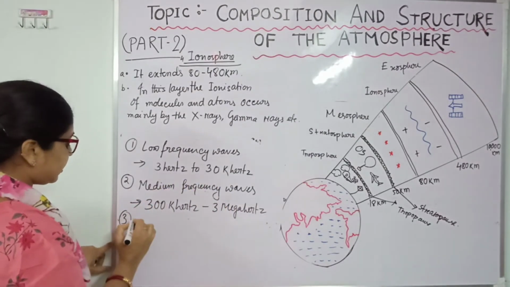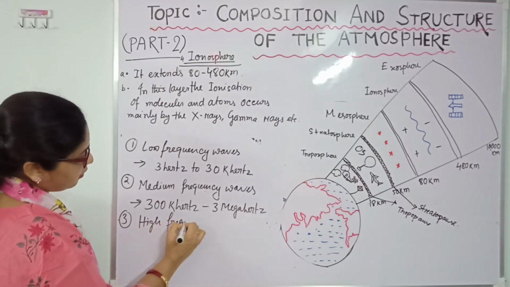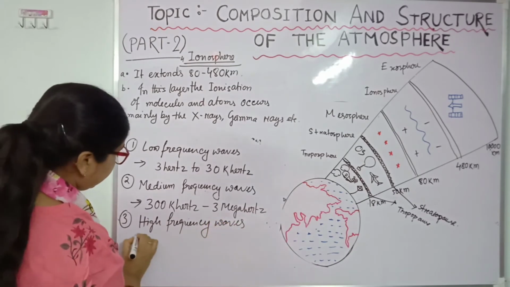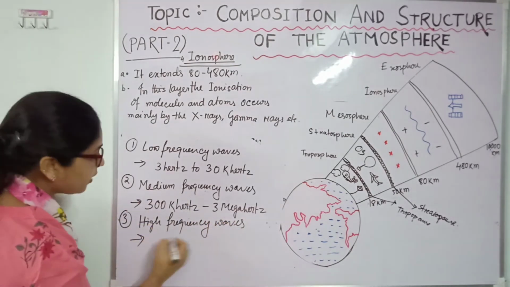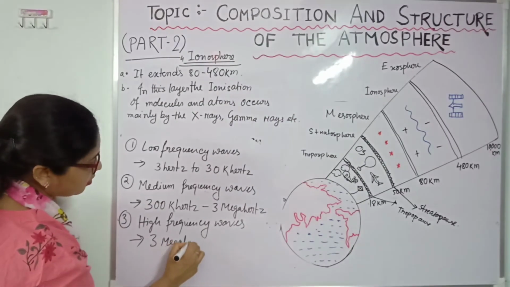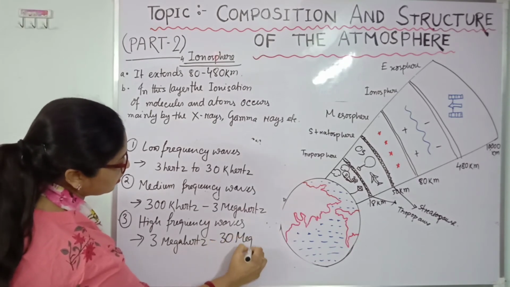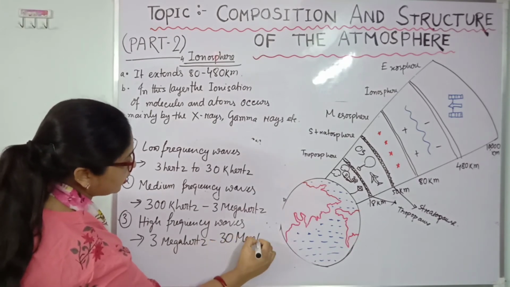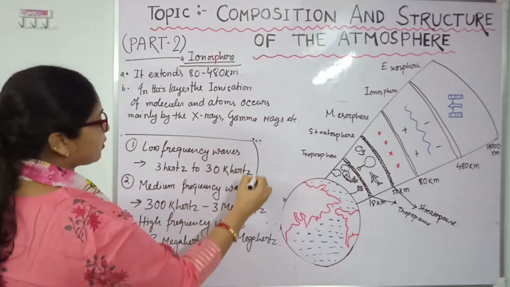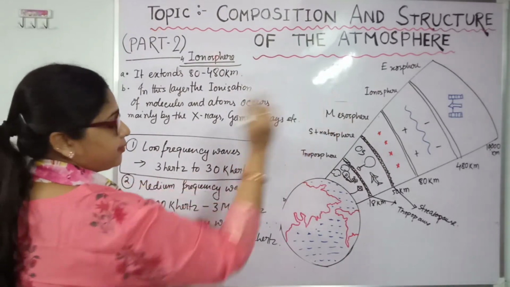Number 3 is the high frequency wave, where the frequency is 3 megahertz to 30 megahertz. Okay, here students, only the low frequency wave is reflected by this ionosphere layer.